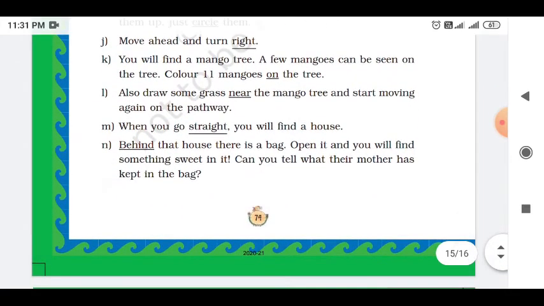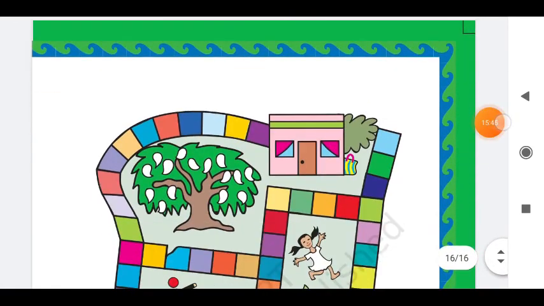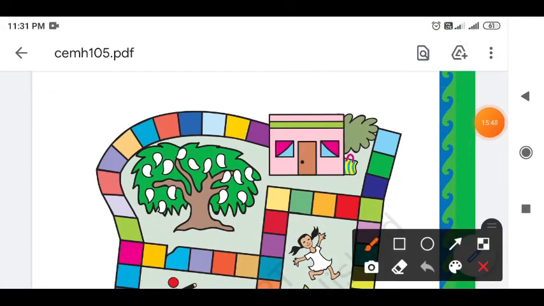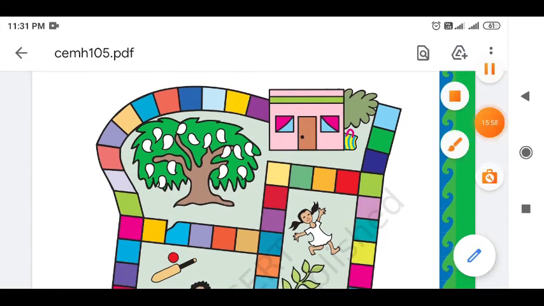Then also draw some grass near the mango tree and start moving again on the path. Near the mango tree you have to draw some grass. Take a green color pencil and draw grass. Then again you have to move forward.